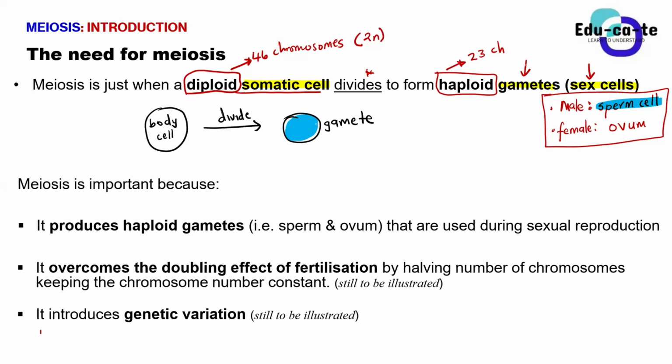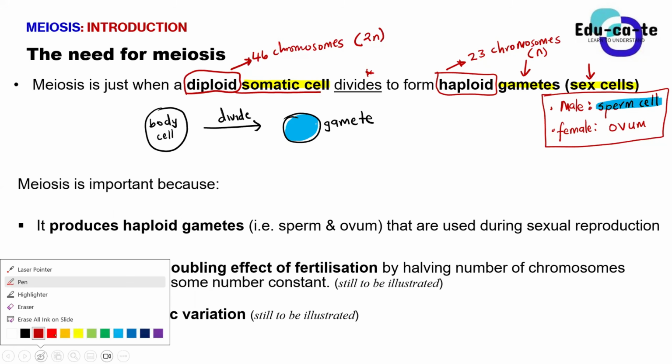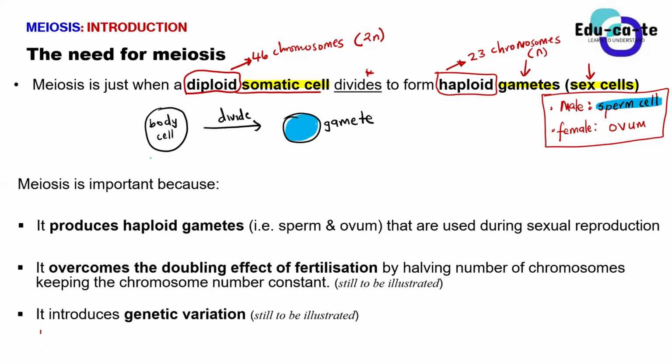So guys, remember, saying 23 pairs means that we have got 46 chromosomes in total. But just saying 23 chromosomes means we've got 23 chromosomes there. We usually use this symbol N to represent that. Basically, the somatic cells, the body cells found all over your body, have got 46 chromosomes in their nucleus.